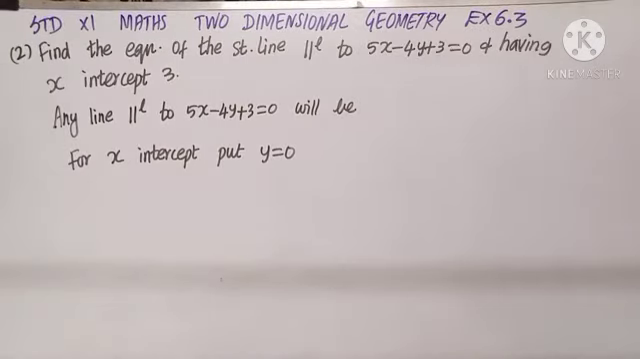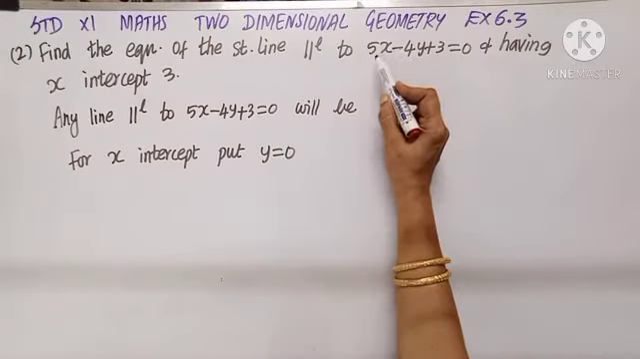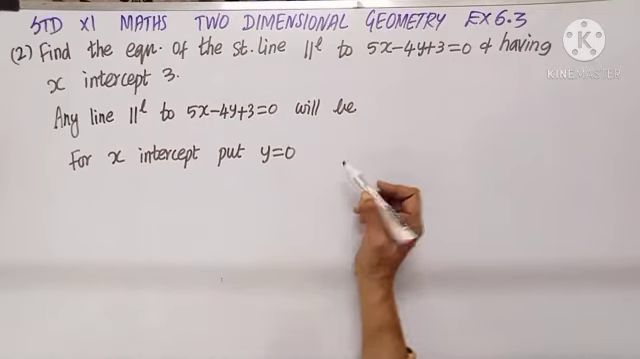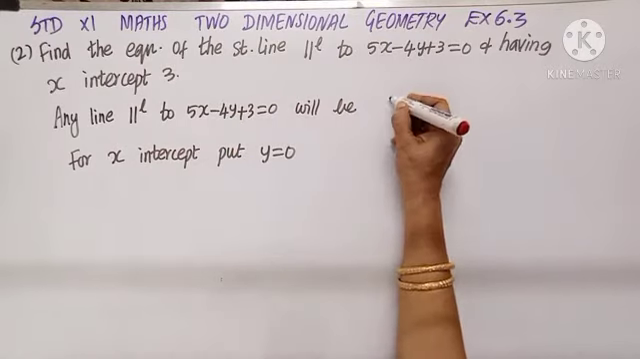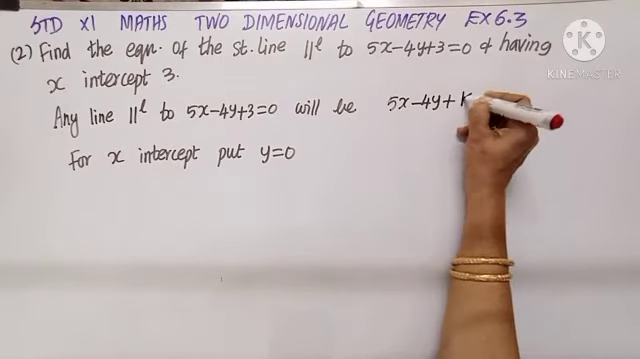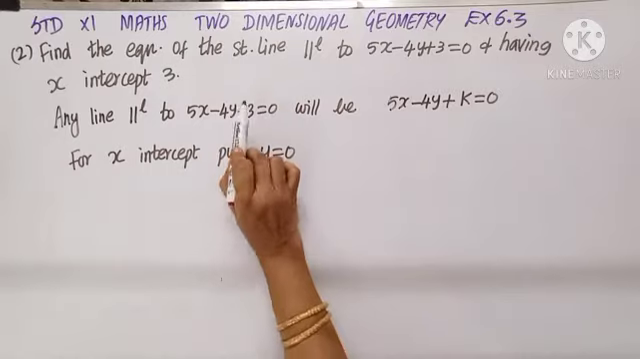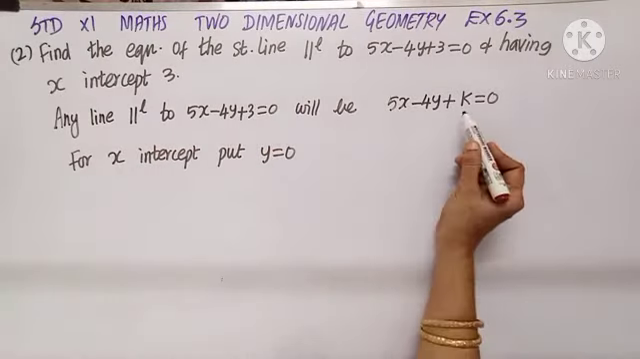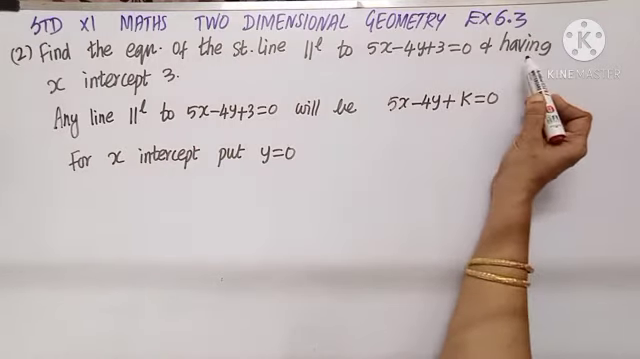Question number 2. Find the equation of the straight line parallel to 5x minus 4y plus 3 equals to 0 and having x-intercept 3. Any line parallel to 5x minus 4y plus 3 equal to 0 will have no change in x and y, 5x minus 4y. Change only the constant. So instead of 3, let us put k equals 0. How to find k? There is another clue in the question.